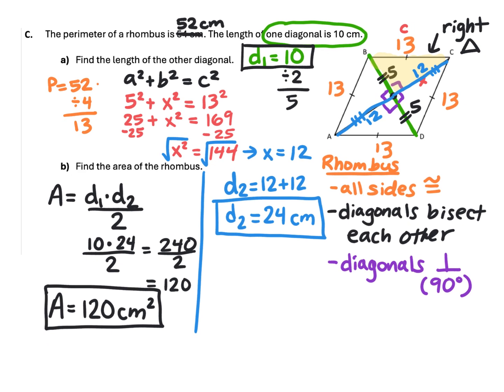And that's it for this video. In day 1, we looked at how to find the areas of parallelograms, rectangles, triangles, and trapezoids. And now in the day 2 video, we just saw how to find the areas of rhombuses and kites.